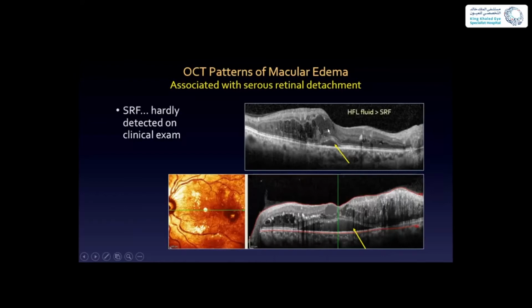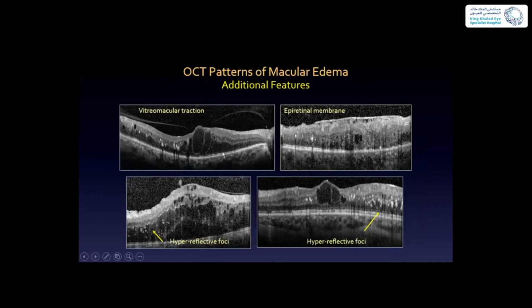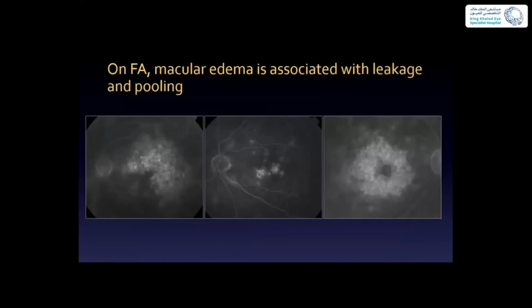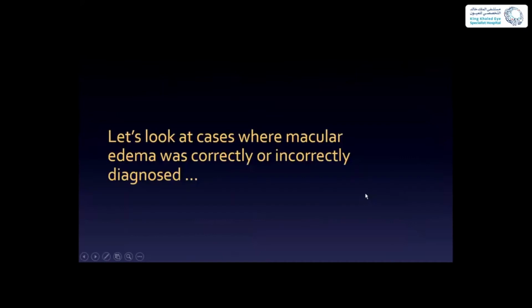And again, here the nerve fiber layer, the outer plexiform and the Henle fiber layer fluid is more than subretinal fluid, and so it is in this case. You can see that massive edema here, but there's subretinal fluid, but this is less than what is expected here. Of course, macular edema can also be associated with tractional elements such as vitreomacular traction, epiretinal membranes, or even hyperreflective foci, as we can see here in cases of inflammation or diabetic retinopathy with presence of lots of exudates. And of course, you all know this, that if you have macular edema, you should have leakage and pooling on the fluorescein angiogram. So now let's look at cases where macular edema was either correctly or incorrectly diagnosed.